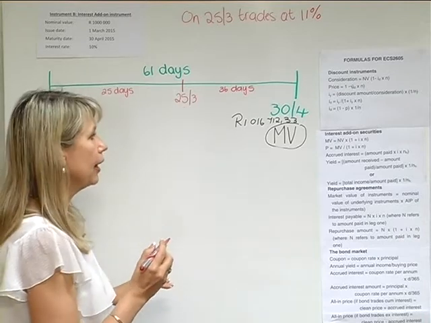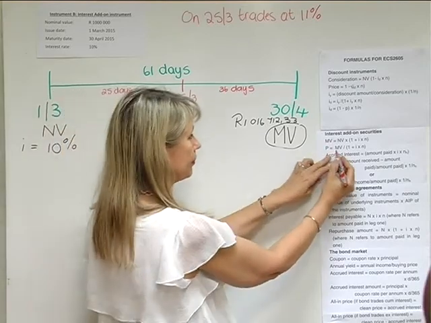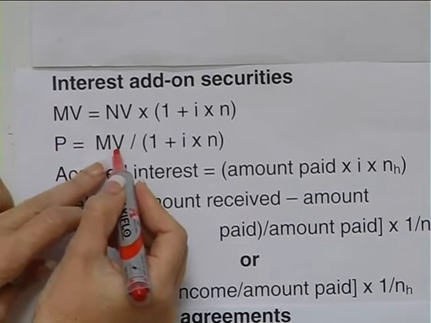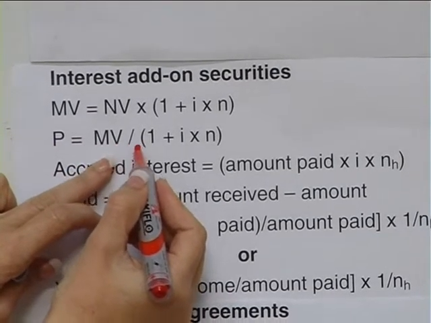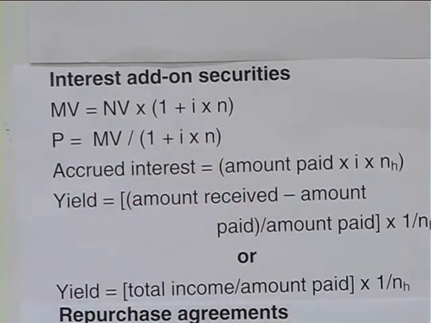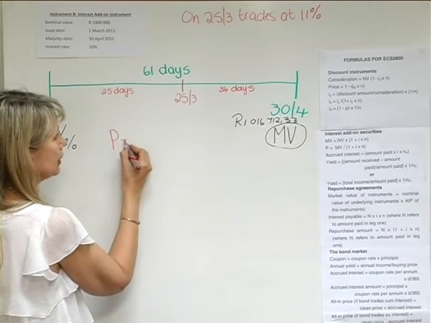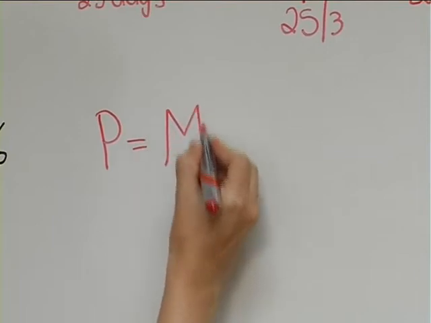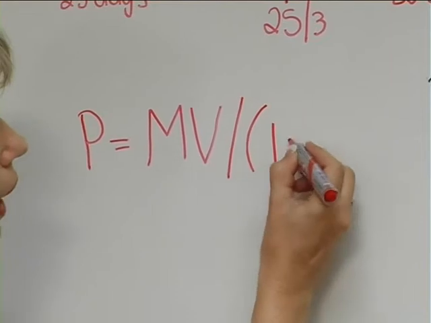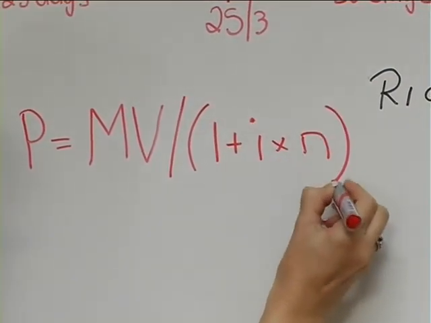Now, if we look at the formula to calculate the consideration, it is this one. Price or consideration is equal to maturity value divided by, in brackets, 1 plus I times N, close the brackets. I'm going to write it down and then we're going to discuss it. So price is equal to maturity value divided by 1 plus I times N.